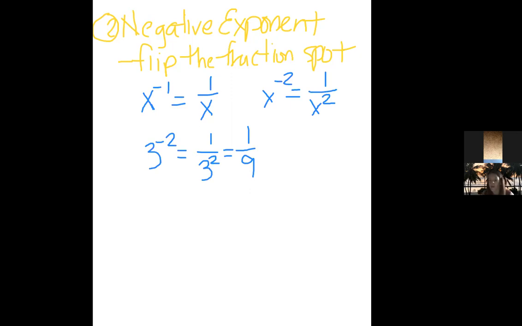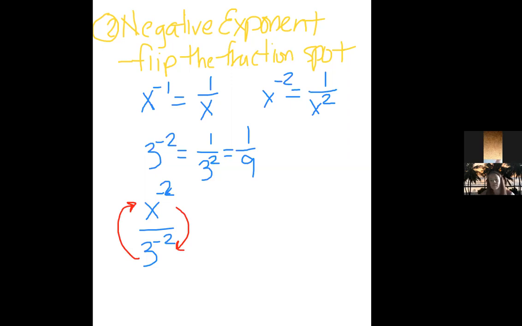Now, let's say that you had a negative on the top and the bottom. So let's say, for example, you had x to the negative 2, and then we had 3 to the negative 2 on the bottom. So neither one of them are happy, they're in the wrong spots. So we actually want to move the x down here, and the 3 needs to come to the top.